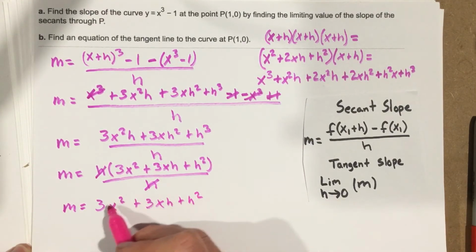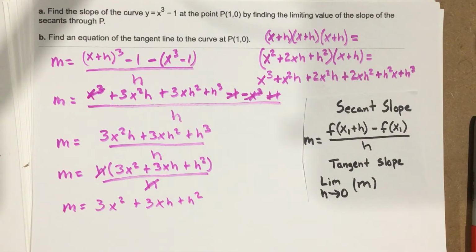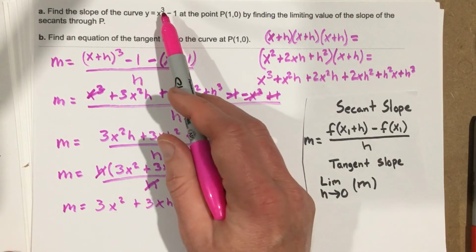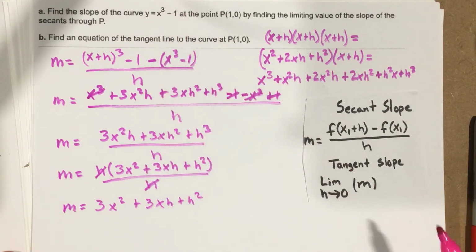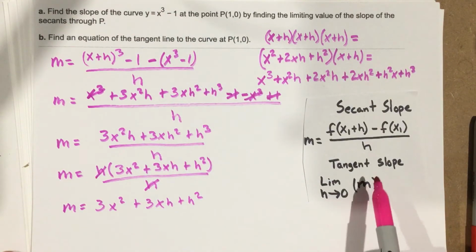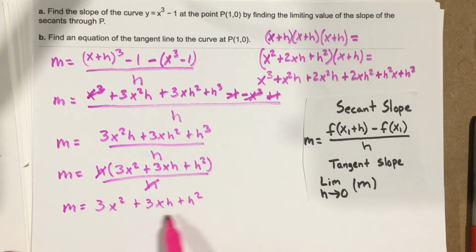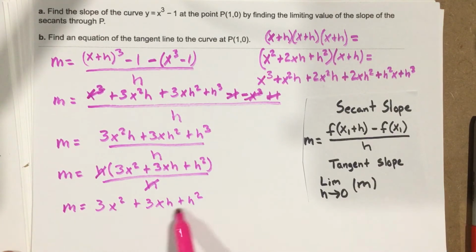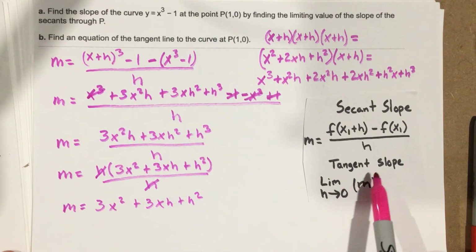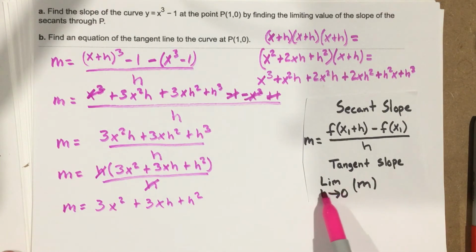Now this is the expression for the slope at any point on this curve. Or I should say, this is the secant slope. So this is the secant slope between essentially any 2 points. And then we're going to take the limit of that as h approaches 0 to cancel some stuff out.